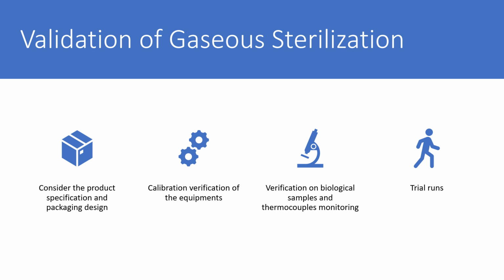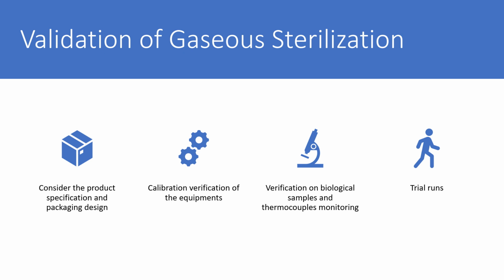Furthermore, verification on biological samples and thermocouples monitoring is essential. Biological indicators, such as spore strips or ampules containing spores, are used to challenge the sterilization process and verify its effectiveness in eliminating microbial contaminants. Thermocouples, specialized temperature sensors, are strategically placed to monitor temperature distribution throughout the sterilization chamber, ensuring uniform heating and sterilization.